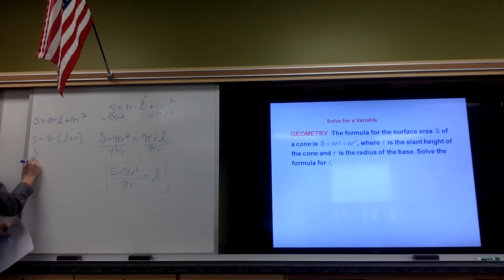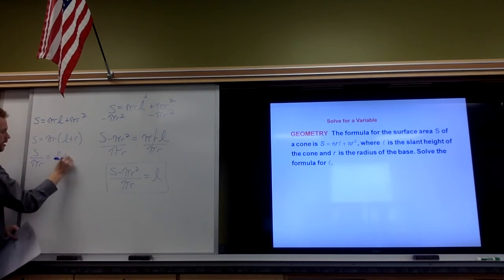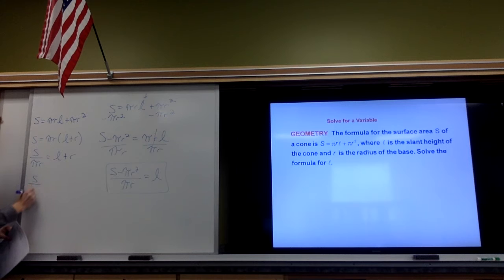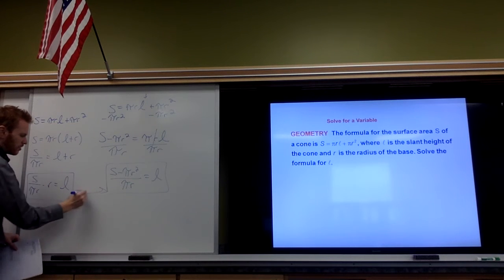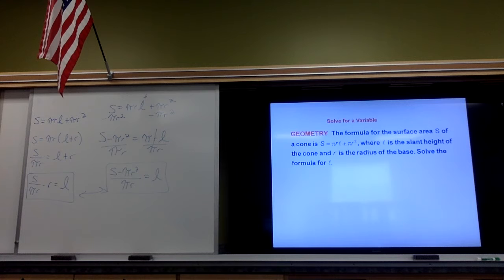So I'll divide by pi times r, and then subtract. Oops. You're going to say, hey, Mr. McCullough, those don't look the same right now. And you're right, they don't look the same. I have to combine these, find a common denominator, and go from there. So these are equivalent. This is just a combined version of this.